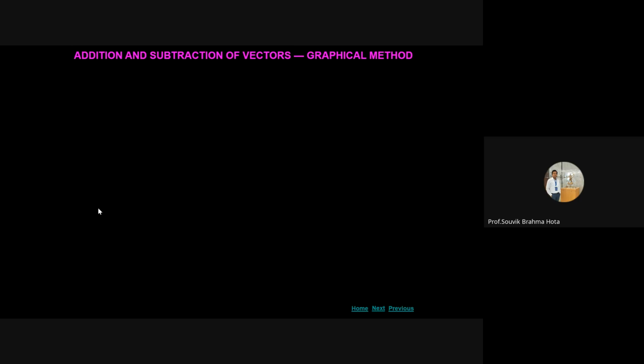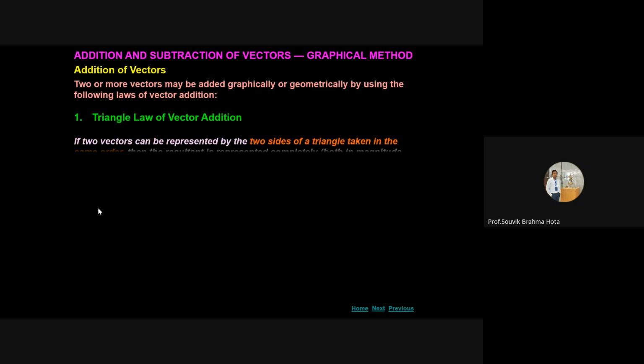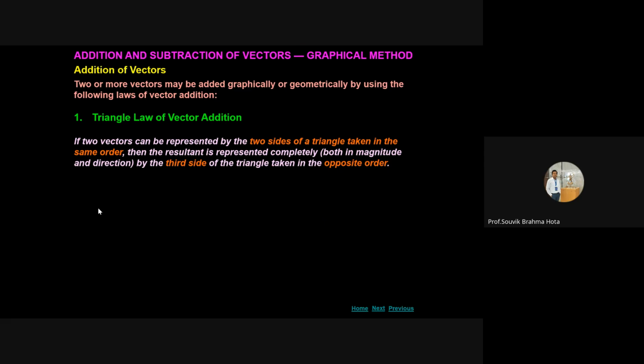Now addition and subtraction of vectors. In graphical methods we can do addition of vectors. Two or more vectors, you can add them graphically or geometrically by using laws of vector addition, like the triangle law of vector addition. What does the triangle law say? Simple one only.